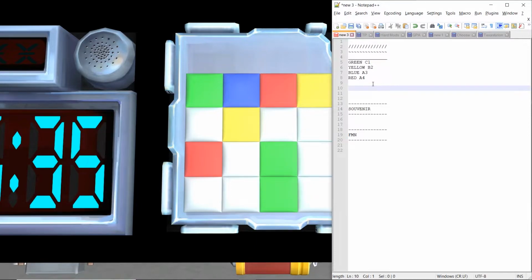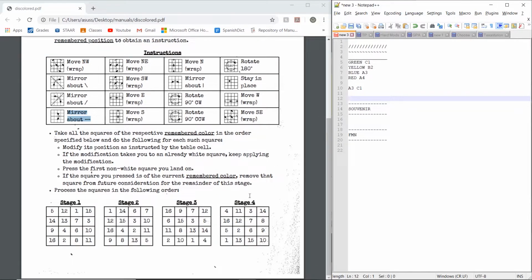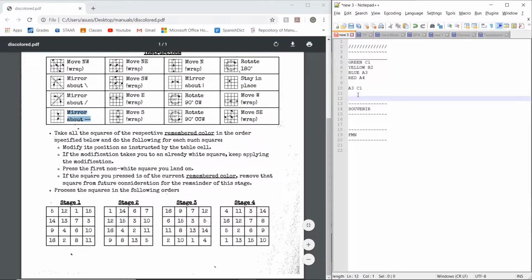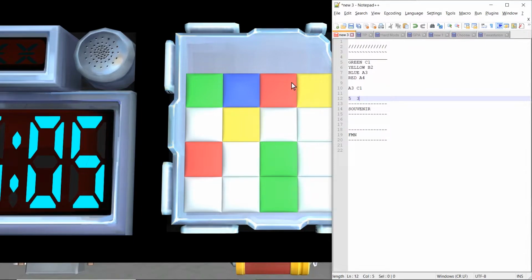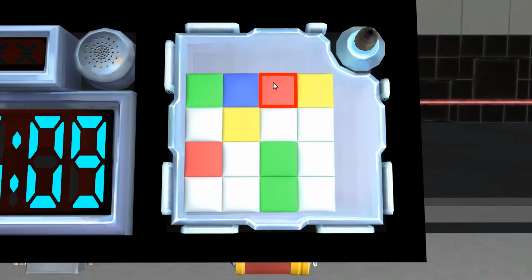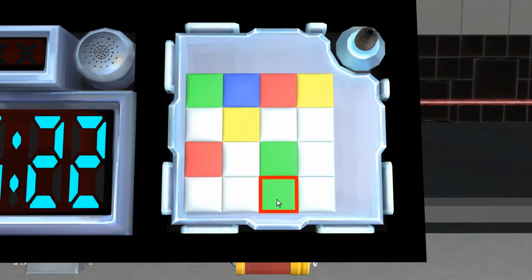Okay, next thing we have is Alpha 4, and that is at Alpha 3 and Charlie 1. We have mirror about the x-axis. Alpha 3 has a value of 5, and Charlie 1 has a value of 3. Okay, oops, wrong one. Since we're mirroring across the x-axis, that means we go to the place opposite of it. So, the top row goes to the bottom row, and the middle top row goes to the middle bottom row. So, Charlie 1, mirroring about the x, goes here.